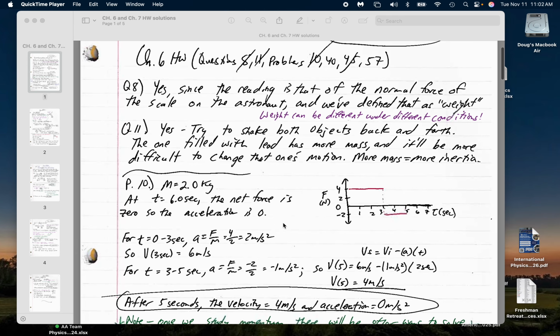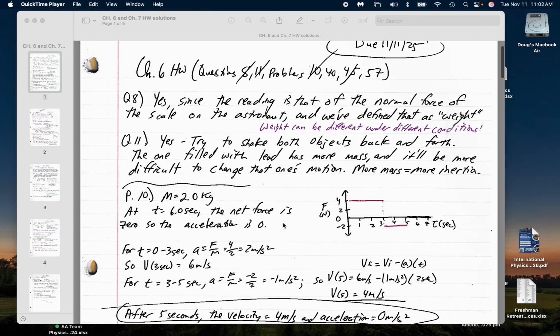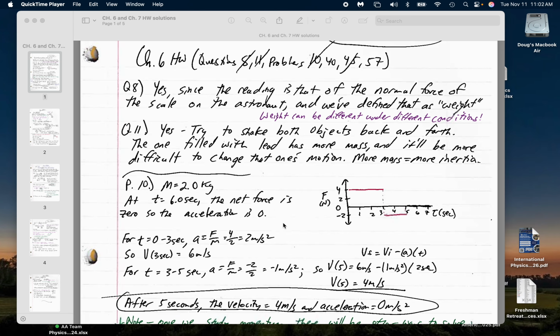The problems for Chapter 6, the first one is problem 10. It shows force acting on a 2 kilogram object as it moves along the x-axis. That was this graph here. It says the object's at rest at the origin. What are the acceleration and velocity at 6 seconds? Well, at 6 seconds, this is along 0, so there is no acceleration because there's no unbalanced force.